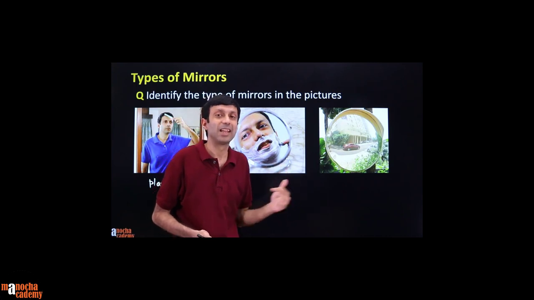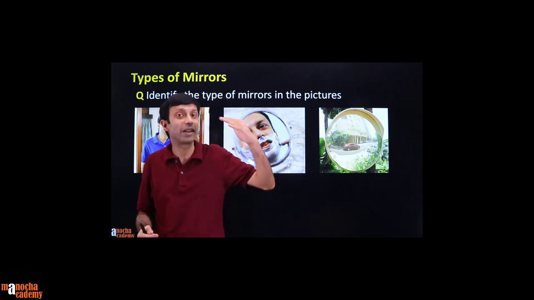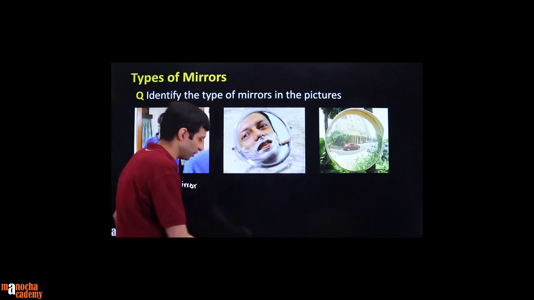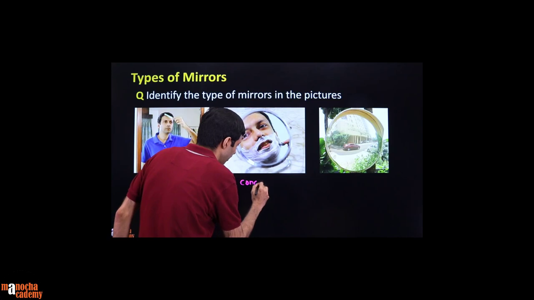And what type of mirror is this? Very good. The answer is this is a concave mirror. Concave mirror gives a magnified version. So this answer is going to be concave mirror.